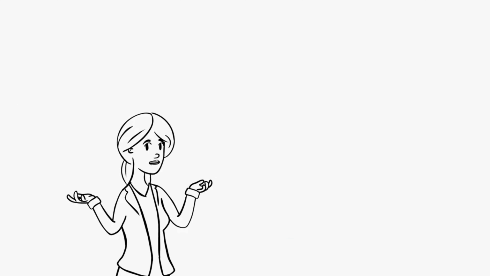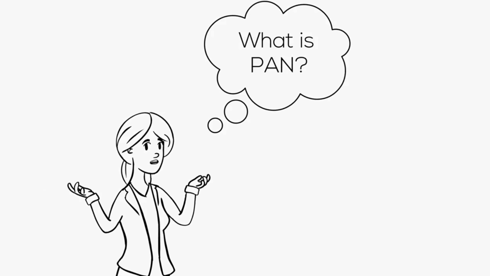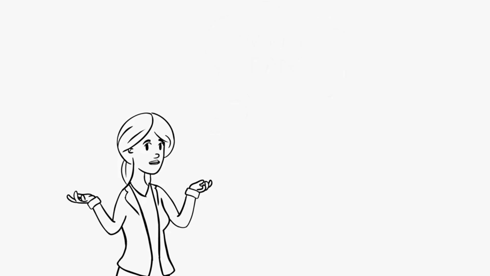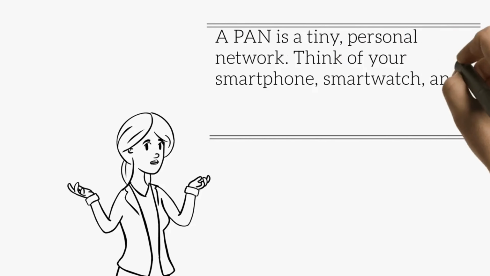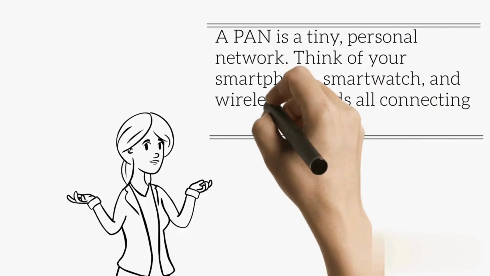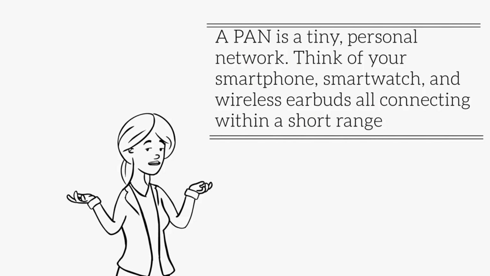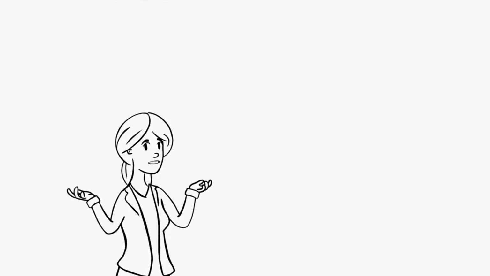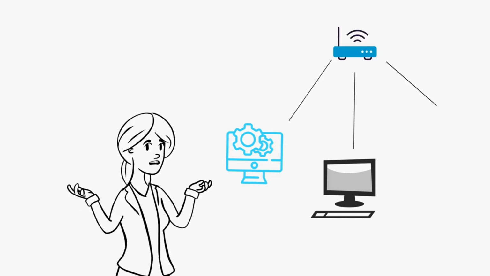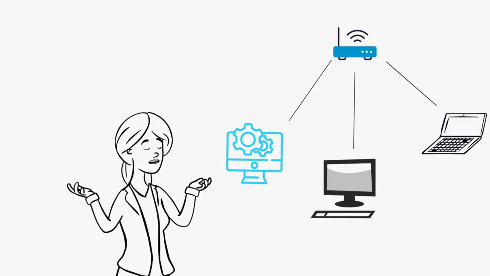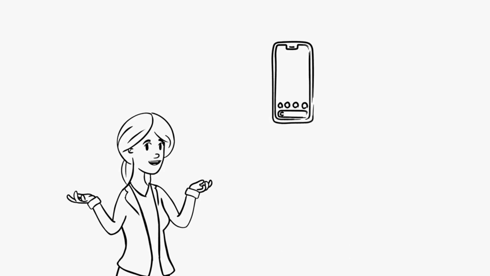Let's start our network tour with the smallest network, Personal Area Network, PAN. What is PAN? A PAN is a tiny personal network. Think of your smartphone, smartwatch, and wireless earbuds all connecting within a short range. When do we use PAN? PANs are great for connecting personal devices around you, usually within about 10 meters.